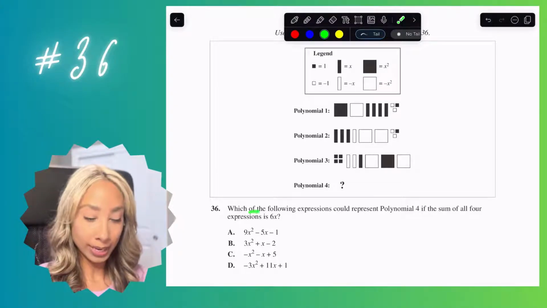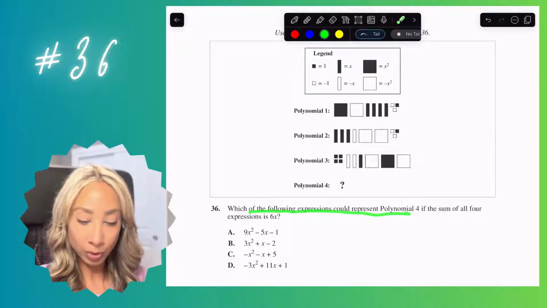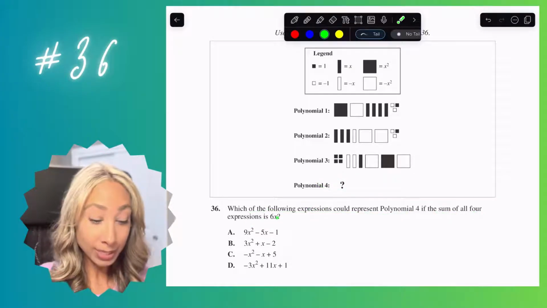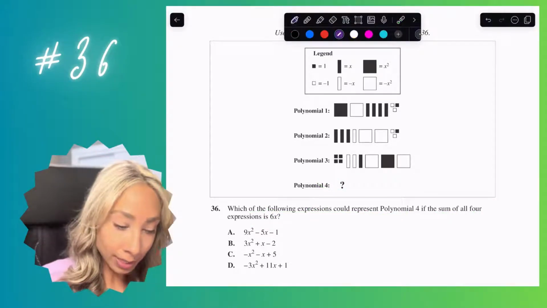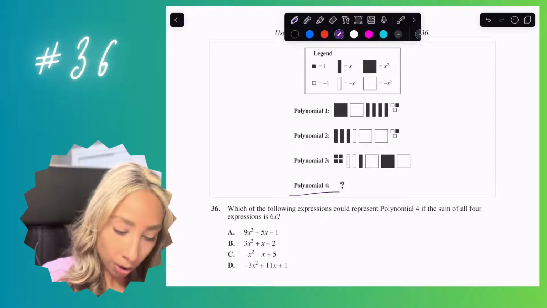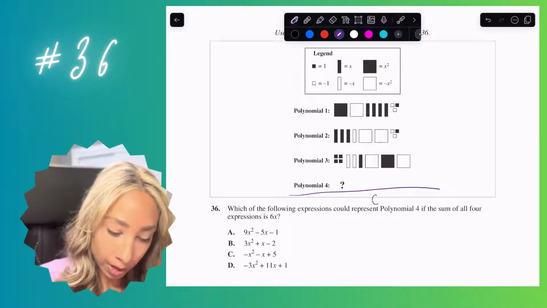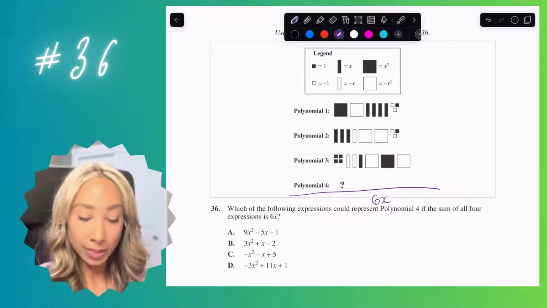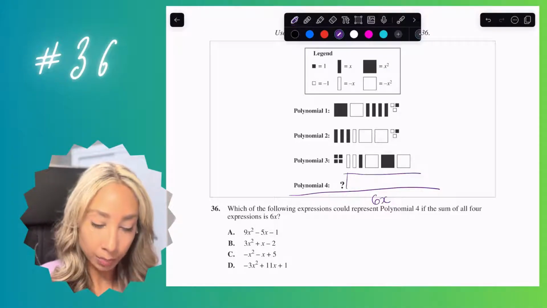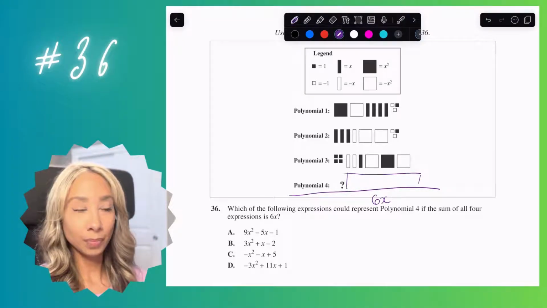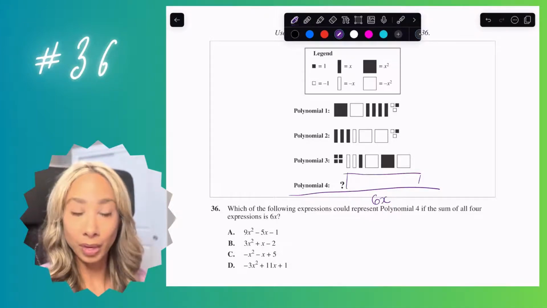What we want to know is which of the following expressions could represent polynomial number 4 if the sum of all 4 expressions is 6x. So what that means is we added all of this together and we got 6x. But our job is to figure out the missing portion here. So this is kind of like a subtraction question a little bit if you think about it that way.